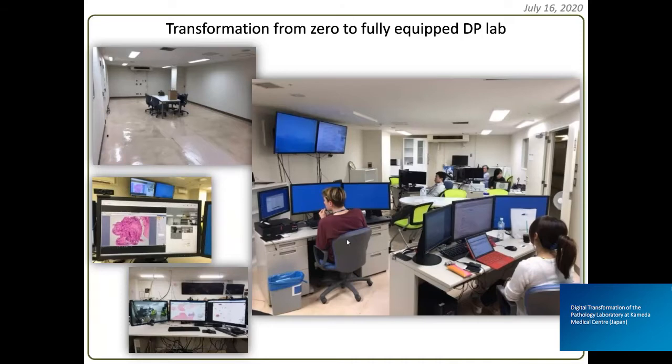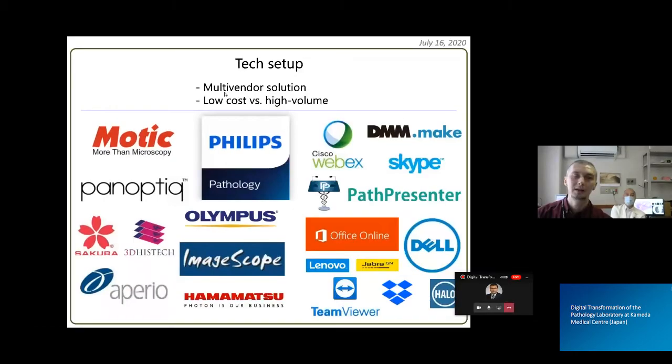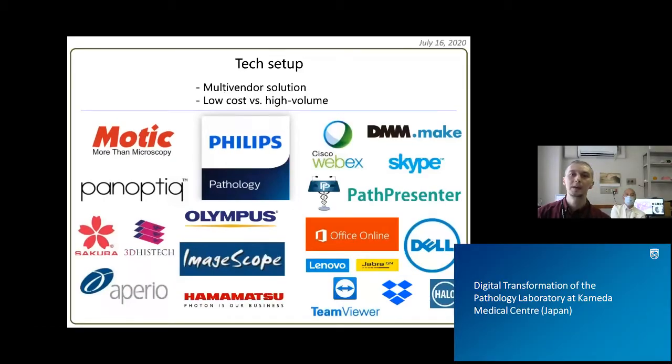Speaking about technical setup, we use a multi-vendor solution. We are not stuck to any particular vendor, and you may realize why, because we had a long way of trial, different companies, different scanners, some of them even non-existing today. So we are digesting everything from low cost to high volume, and here on the left panel, you may see brands of the hardware, the manufacturers of the scanners which we use in our network today.